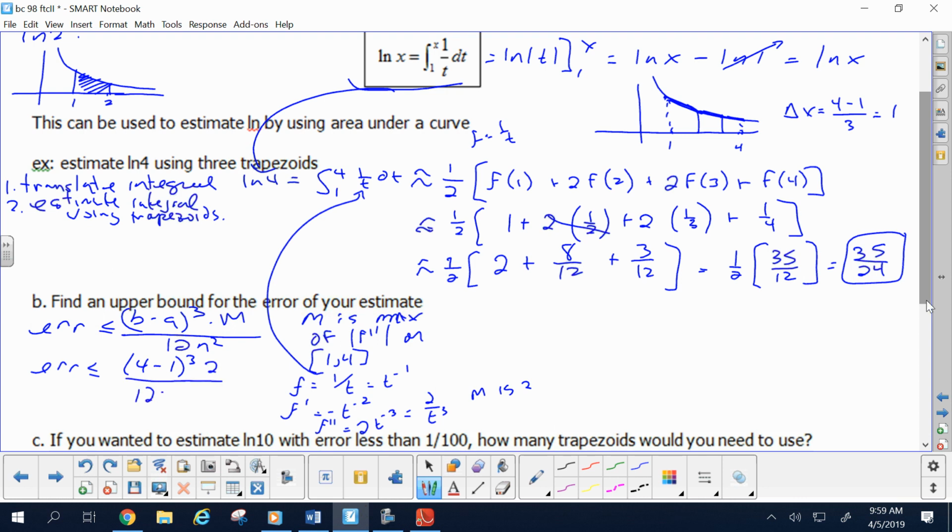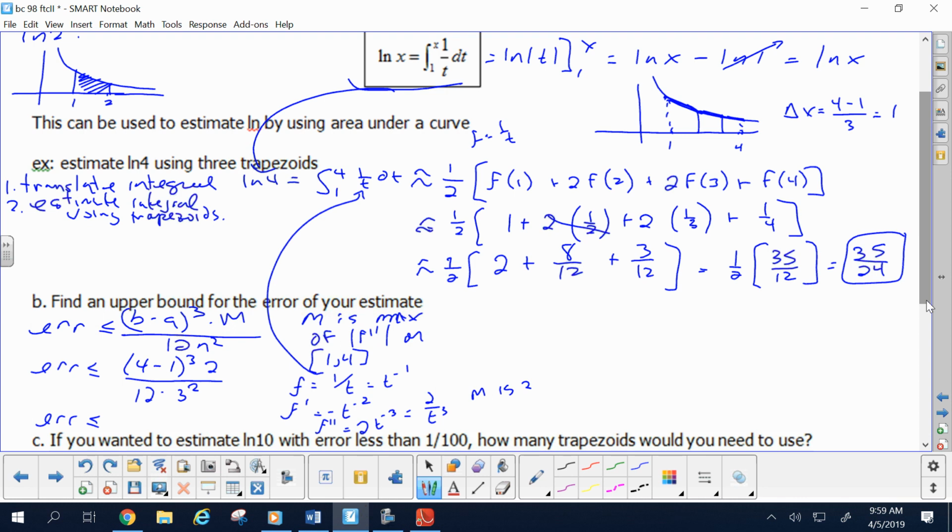12, and what is the n that we used in this case? 3. We used 3 trapezoids, and n stands for the number of trapezoids. So this here tells me not the error. Please don't ever let me hear you say the error is this. I don't know the error. If I knew the error, then I'd know the exact value.